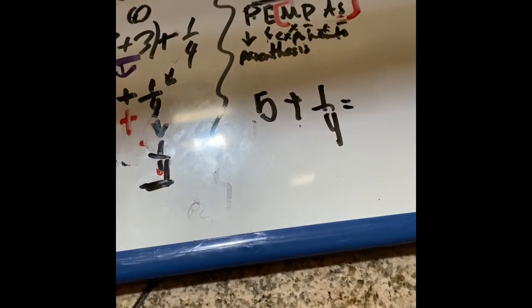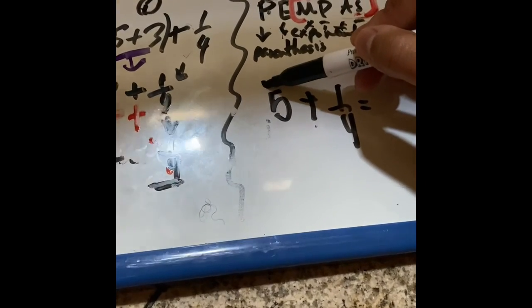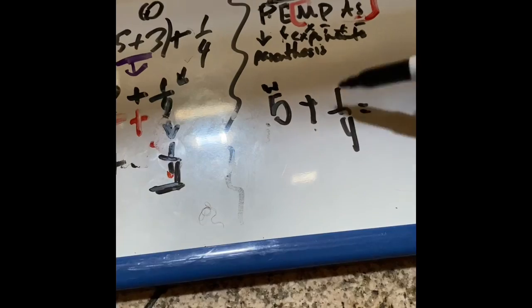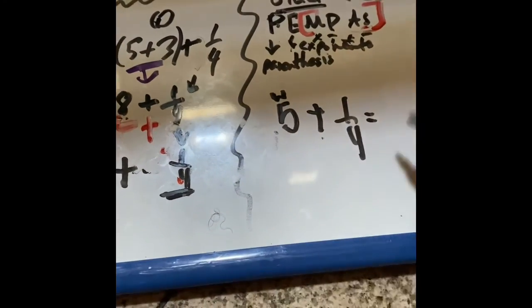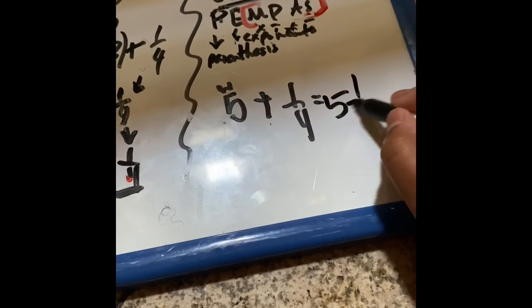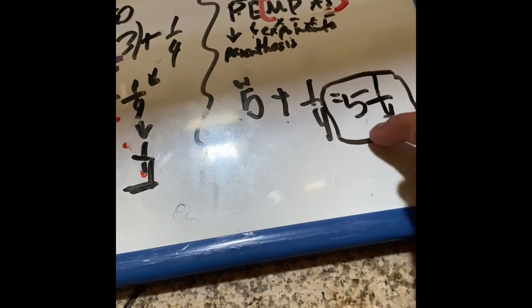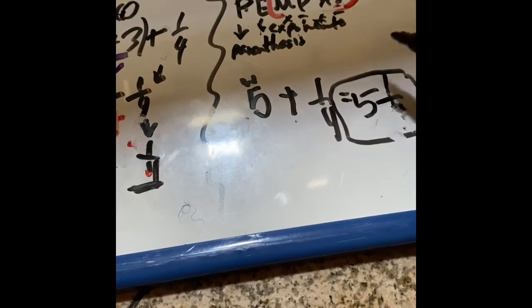And if you remember, this is a whole number, and this is a fraction. And I can just add these two together to create a mixed fraction of 5 and 1/4. Let me make my handwriting better.